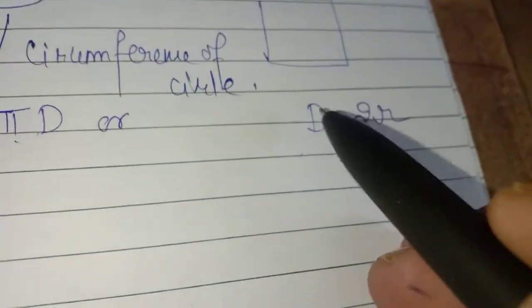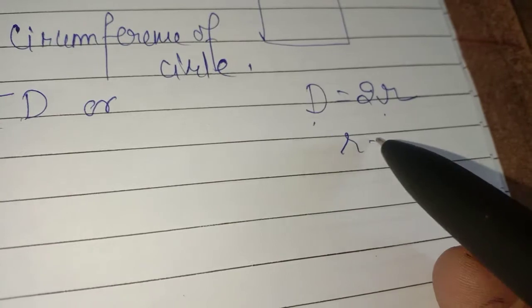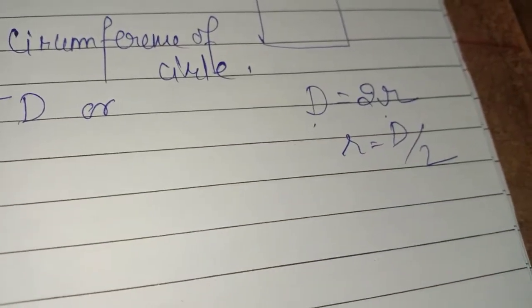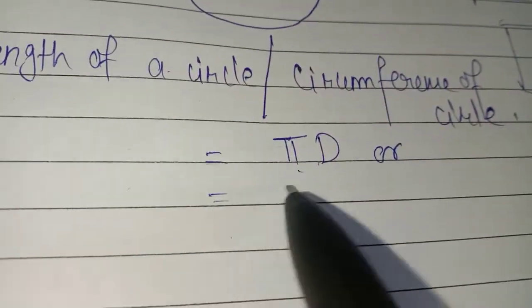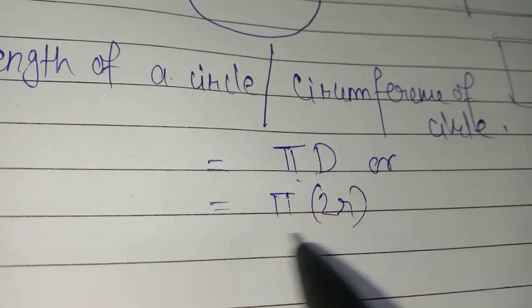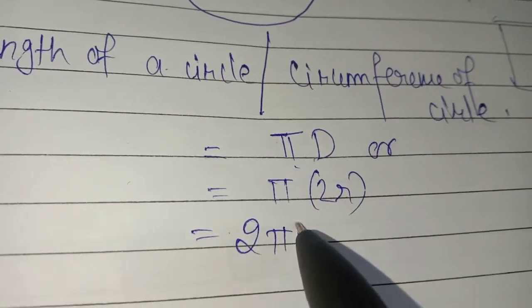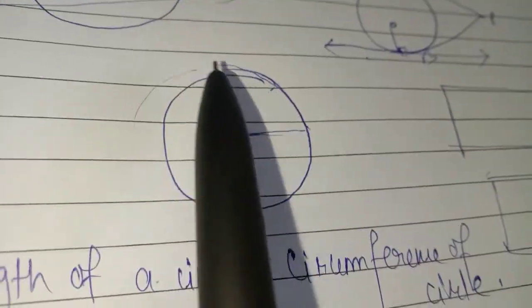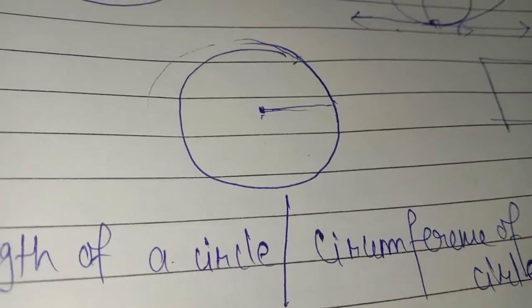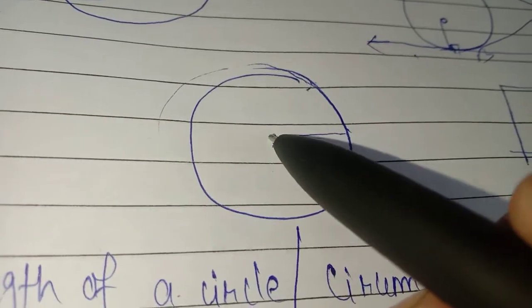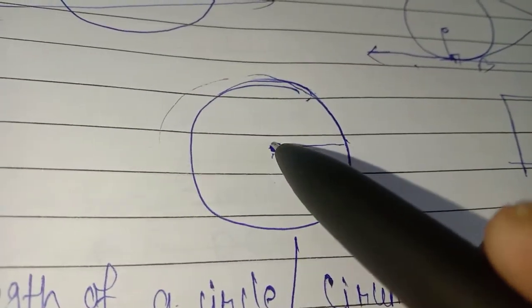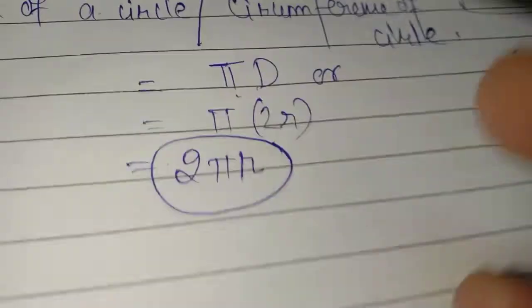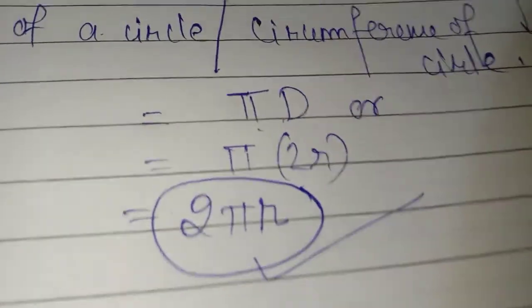We discussed in the 10th chapter that diameter is 2 times the radius, and radius is half of the diameter. So it can also be pi into 2r. It can be written as 2 pi r. This is the circumference of the circle. If you have to measure the total length of the circle in terms of the given radius, we have the formula 2 pi r.